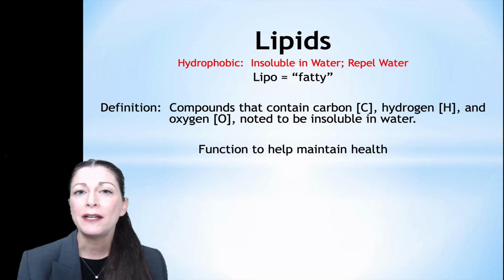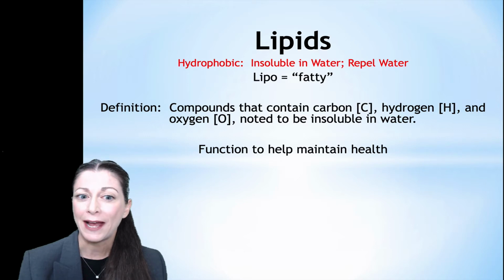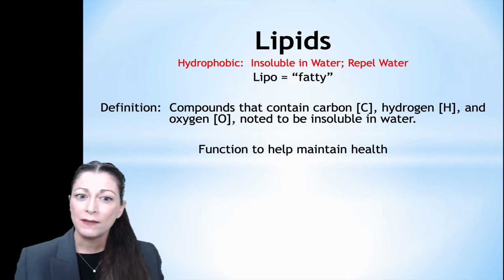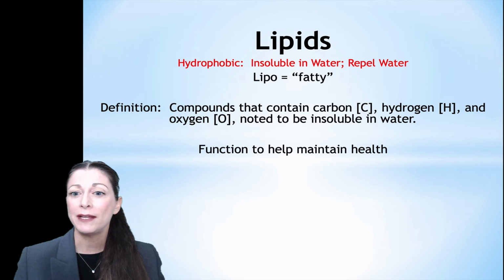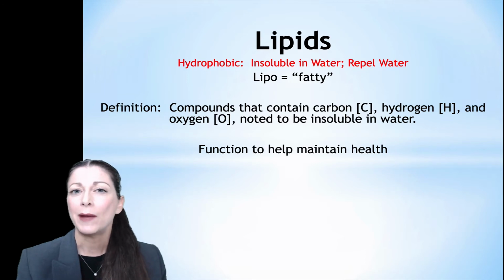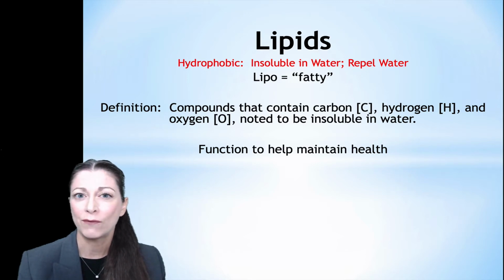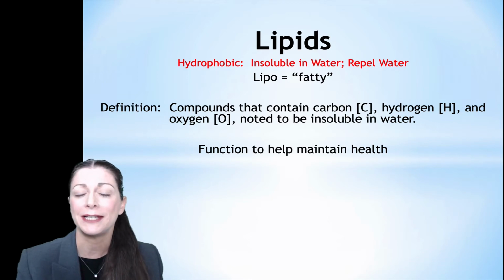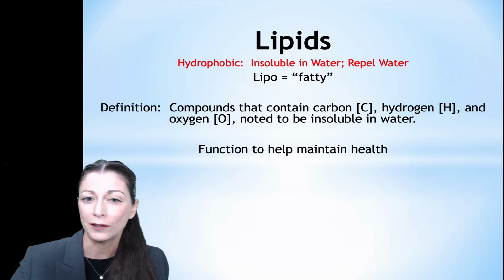The word lipid comes from the base lipo, meaning fatty. And by definition, lipids are compounds that contain carbons, hydrogens, and oxygens, but they're noted to be insoluble in water. Think about it, carbohydrates all even have the same formula, C6H12O6, so they contain carbon, hydrogen, and oxygen, but those molecules are put together in a different way. That's what makes them carbohydrates. Lipids are structured differently, and they are noted to be insoluble in water.